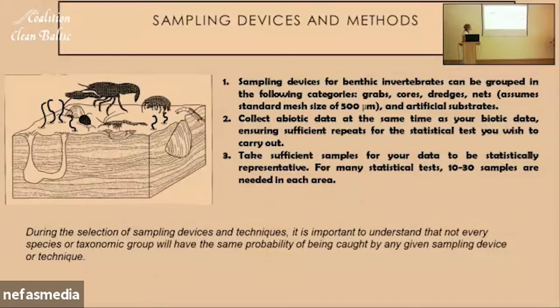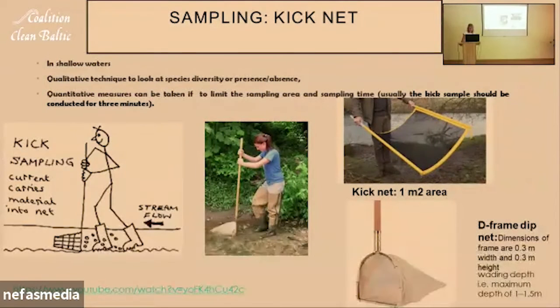And as I said, besides simple sampling of invertebrates, we need at the same time to collect abiotic factors, which can reflect the physical state or condition of the water. And here I will present only some of the most common or simple methods for collection of water invertebrates. So, kicknet.